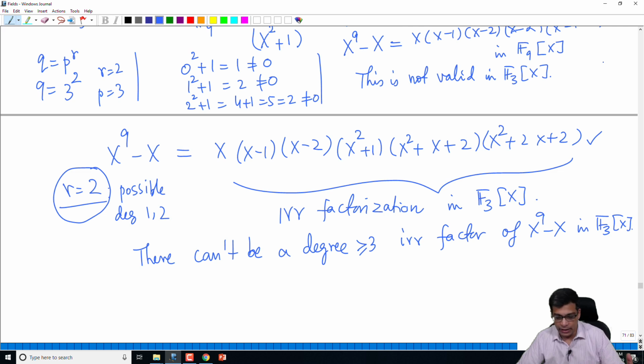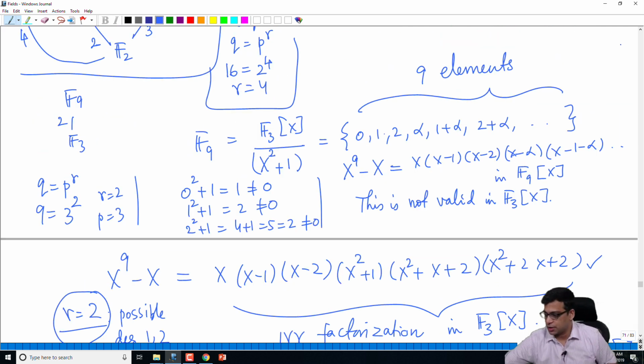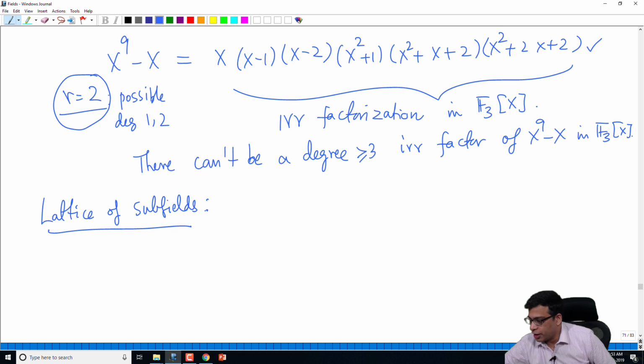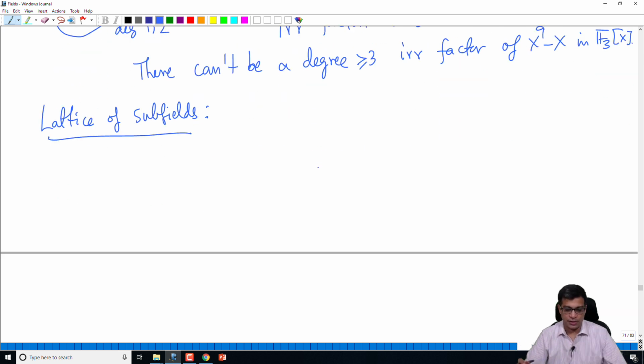So this illustrates mainly the last part of the structure theorem, which I proved maybe somewhat quickly, and I hope the examples illustrated that statement. Now I am going to do one more example to illustrate the subfields of a given finite field. So, tower of fields, or it's called lattice of subfields. Okay, so let me illustrate this by drawing some lattices.